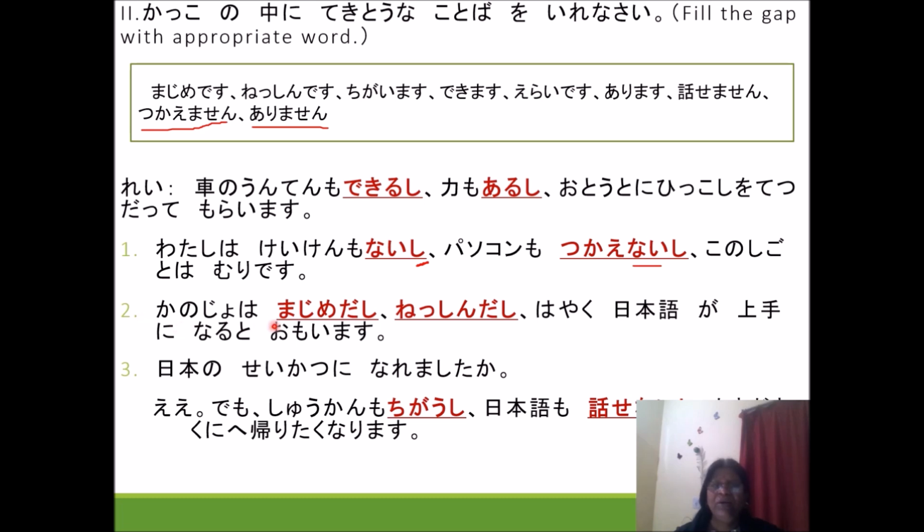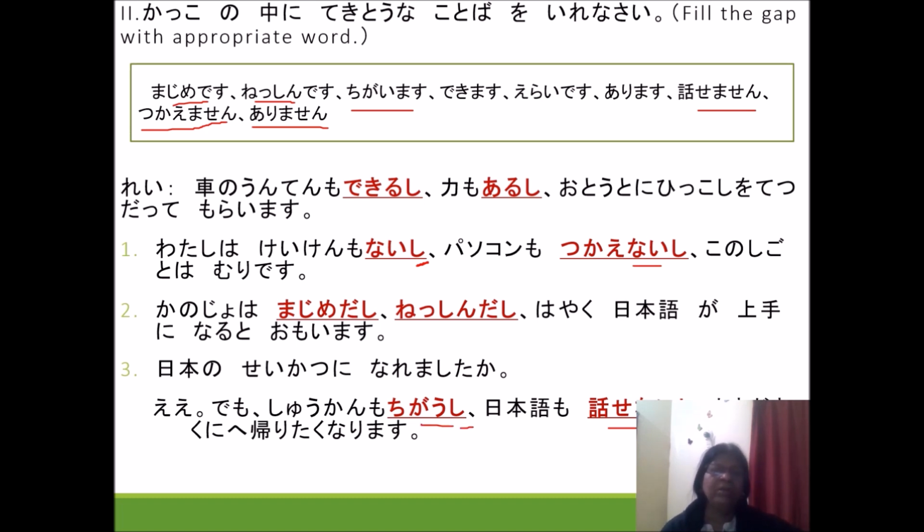Niban, kanojo wa majime dashi, nessin dashi, hayaku nihongo ga jouzu ni naru to omoimasu. Here we used majime and nessin, two words. Sanban, nihon no seikatsu ni naremashita ka? Demo, 習慣も違うし、日本語も話せないし、時々国へ帰りたくなります。Here I used 違います and 話せません, 話せない. 違います, 違う, 話せません, 話せないし, cannot speak. Hope all of you did it correctly.